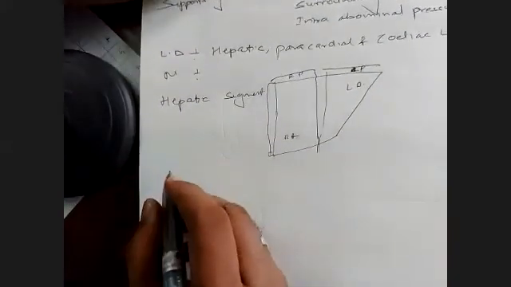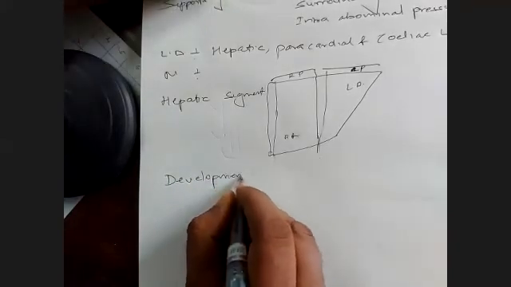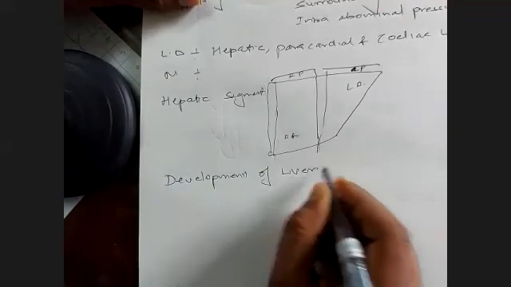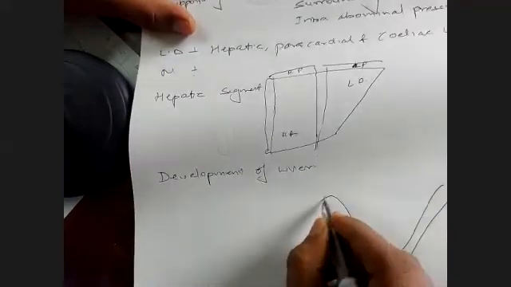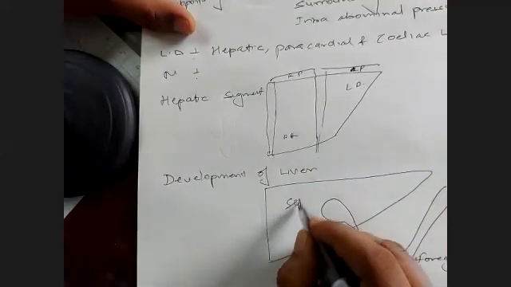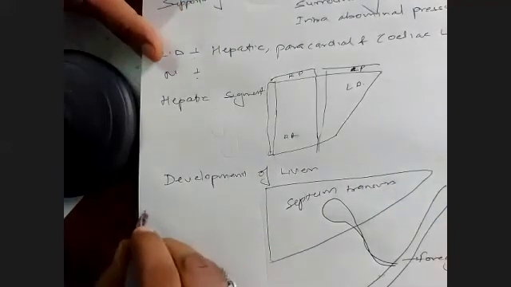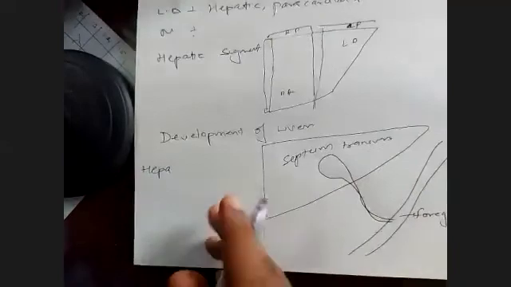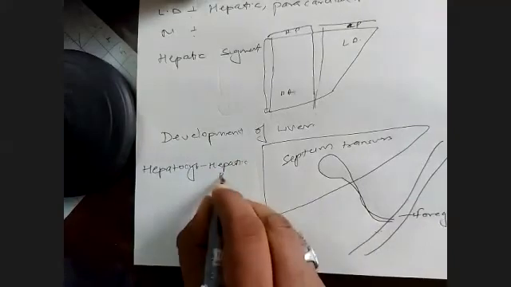Now, in the exam, when the question is asked, they also ask about development of the liver. Development of the liver is from the hepatic bud, which arises from the foregut, near the junction with the midgut, but from the foregut. This hepatic bud goes into the septum transversum and divides. So in short, the hepatocytes develop from the hepatic bud, from the foregut.